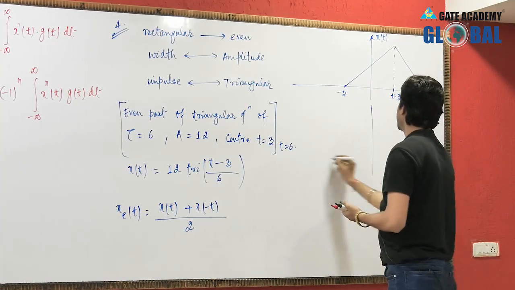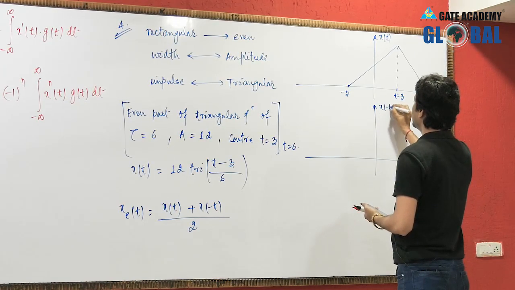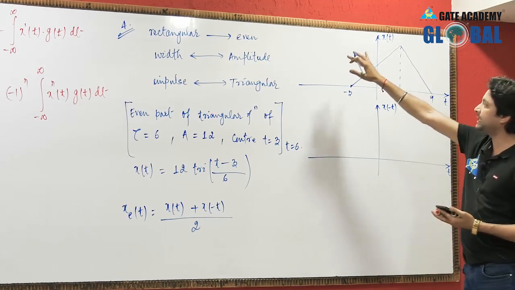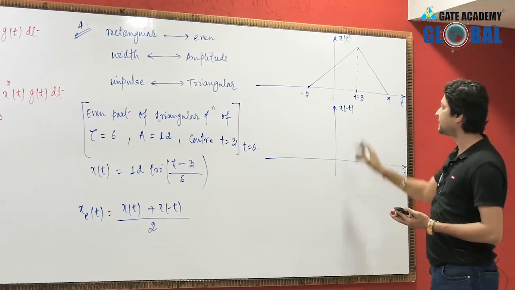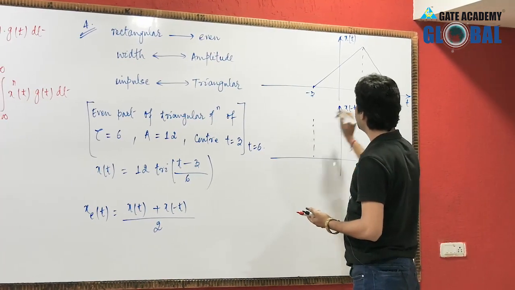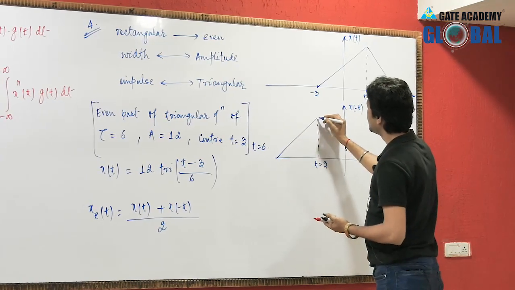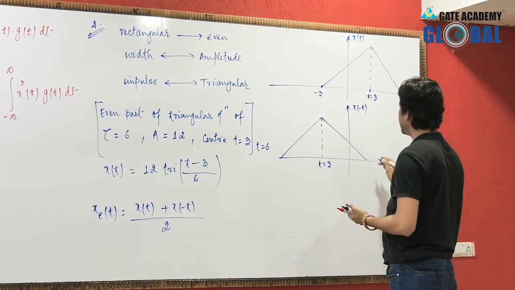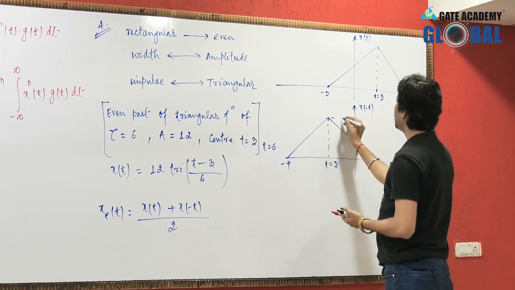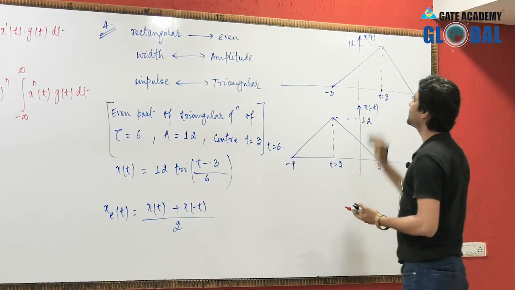So if you plot x of minus t with respect to t, this point t equals plus 3, if we take the time reversal or folding operation, will come to t equals minus 3, and minus 3 will come to plus 3. Again, you draw a triangle of width 6, so these points will be 3 and minus 9, and the amplitude in both cases is 12.